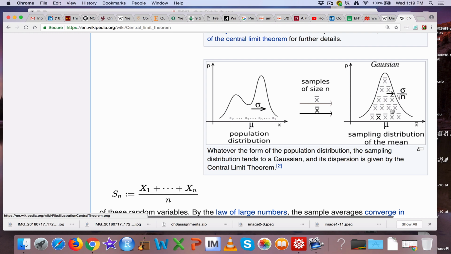And this is also illustrating something called the central limit theorem. It turns out no matter what the population distribution looks like, whether it looks bimodal like this or uniform like what we're considering, if the sample size is large enough, the sampling distribution of the sample mean is going to look like a normal curve, also called a Gaussian.